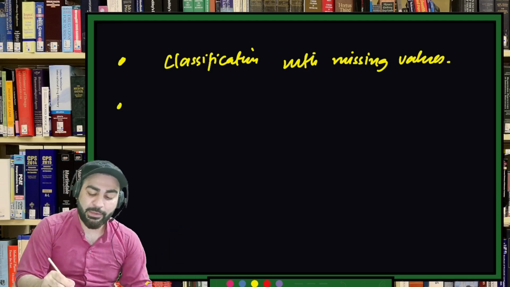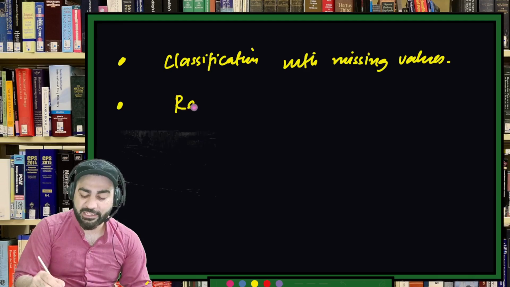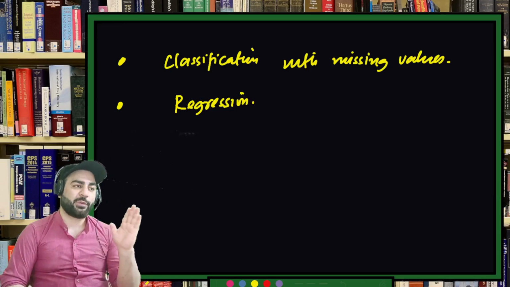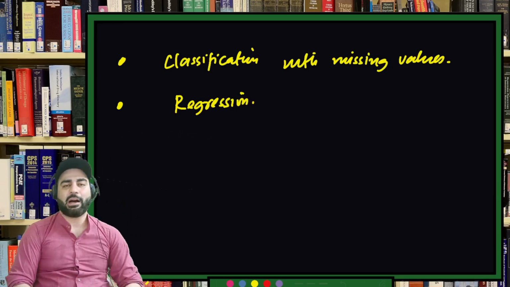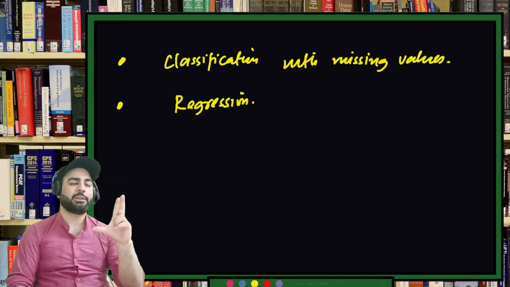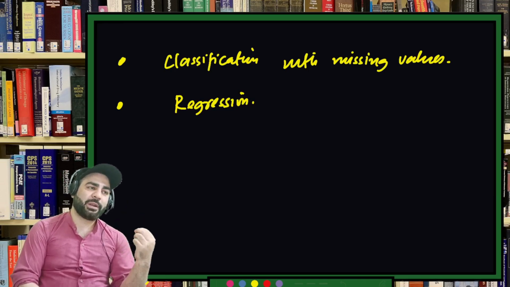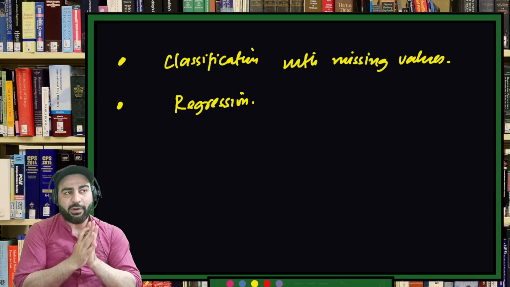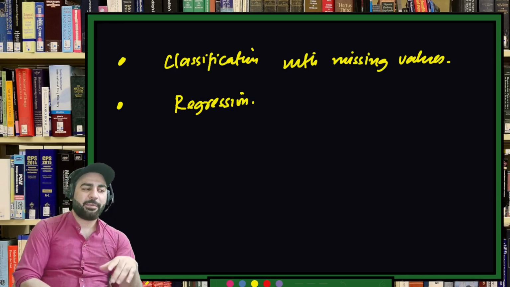The second task can be regression. What is regression? Now we don't have classes, we have continuous values, a range of values. Let's suppose you want to predict the height of people. Height is a continuous value. Or you want to predict stock market prices, or housing prices. All these are regression tasks, where given a set of features, you get a range of values.